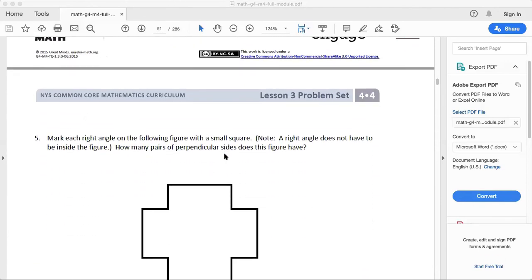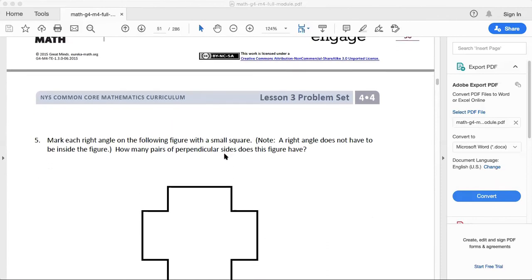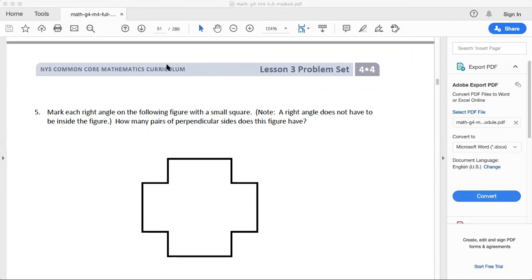Now, number 5, I love, love, love number 5 on the problem set. This one makes me so happy because in our class, we used to do brain puzzles every day. And this is like a brain puzzle. It says, mark each right angle on the following figure with a small square. No, a right angle does not have to be inside the figure. Ooh, tricky. It could be outside of the figure. How many pairs of perpendicular sides does this figure have? So you're going to try to figure out this little brain puzzle here.